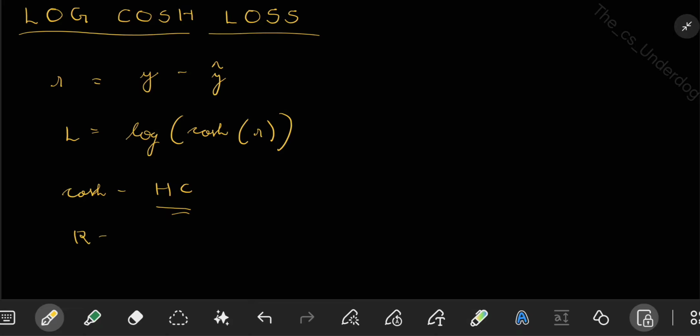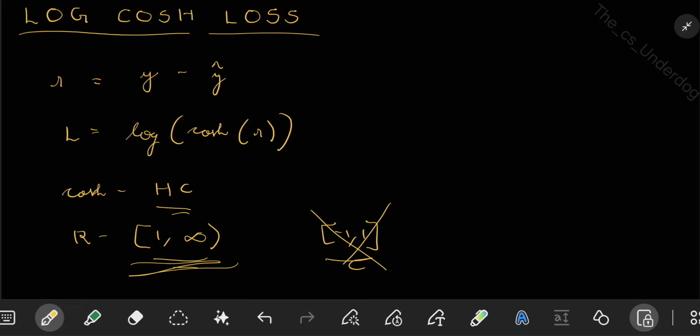That is the range of this function. The values that it will give you will be from 1 to infinity. Generally, the cos function will give you values from -1 to 1, right? But the Cosh function is not this. Cosh function can take values from 1 to infinity.